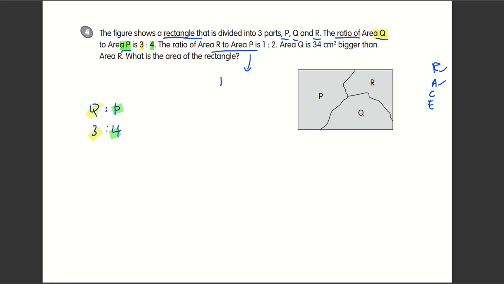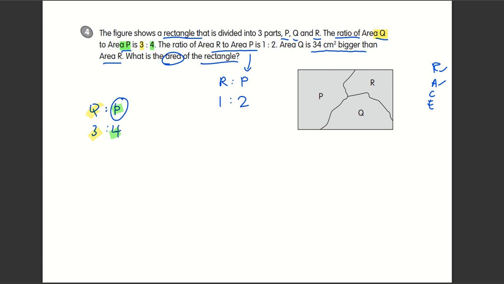Okay, then the next part you have R to P. Here it says R is to P is 1 is to 2. So this here is P. And then there's another statement that talks about Q being 34 square centimeters bigger than R, and then it asks you for the area of the whole rectangle. I'm going to ignore all this information in the back first and try to sort out the ratio in front.